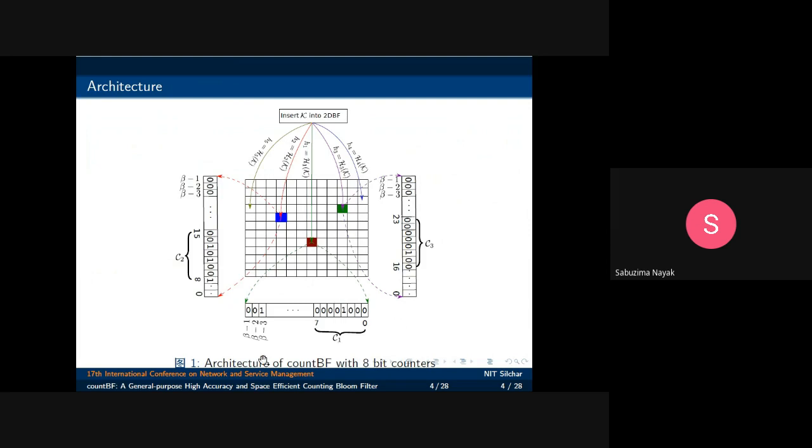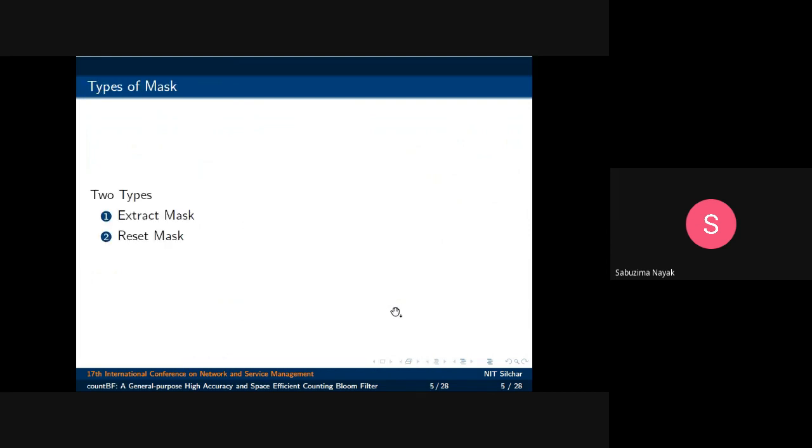Suppose each cell is a byte length, then bits 0 to 7 give the first counter, then bits 8 to 15 is the second counter, 16 to 23 is the third counter. So similarly, we can have multiple counters in a single cell.